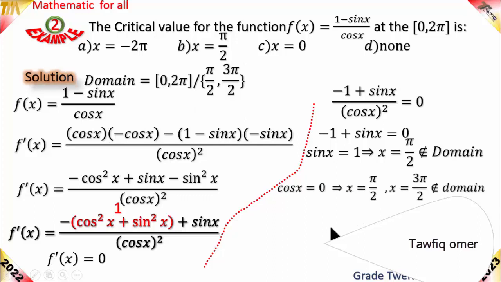And now, to find the value of x when the derivative is undefined, make the cosine, the denominator of the derivative, equal to 0. Then x equal pi over 2, x equal 3 pi over 2. Both of them do not belong to the domain, therefore they are not critical points. That means this function has no critical point at the interval 0 to 2 pi.